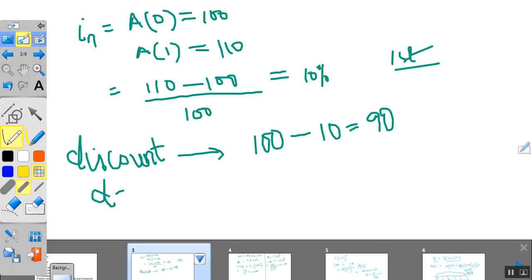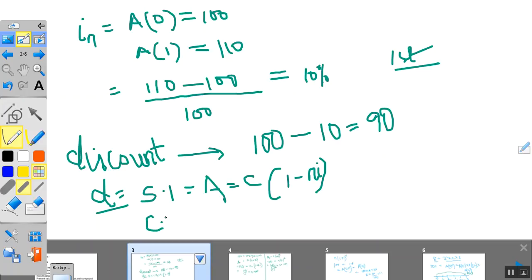Discount is denoted by d, and everything that you did for interest is reversed here. So under simple interest, the accumulated amount becomes 1 minus ni. Why minus? Because you're paying the interest initially. You're not accumulating the interest. That is why you're reducing that from the initial amount. And in compound interest, you get the amount as (1 minus i) to the power n.